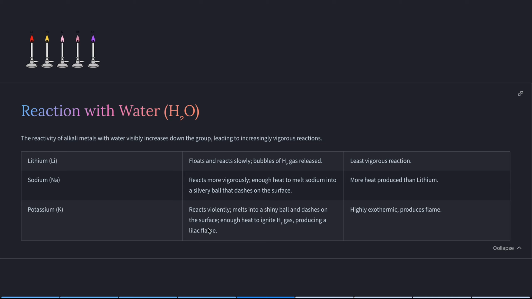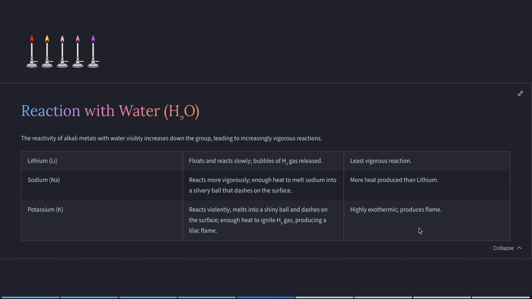The last one I'd like to talk about is potassium. It reacts violently and extremely vigorously. It melts into a ball, and the heat is so much that it can ignite the hydrogen gas and produce a colored flame. So it's highly exothermic and produces a flame, as written here.